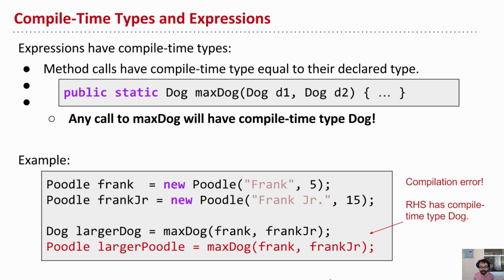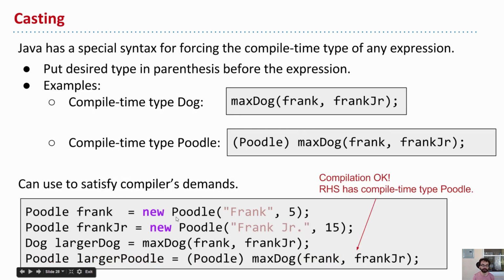This expression has compile time type Dog, and therefore this assignment does not work, okay? And this is very sensible behavior for Java, as we'll see in just a moment. The summary of why the syntax error occurs is that the right-hand side has compile time type Dog, and the left-hand side has compile time type Poodle, and not every dog is a poodle, okay?